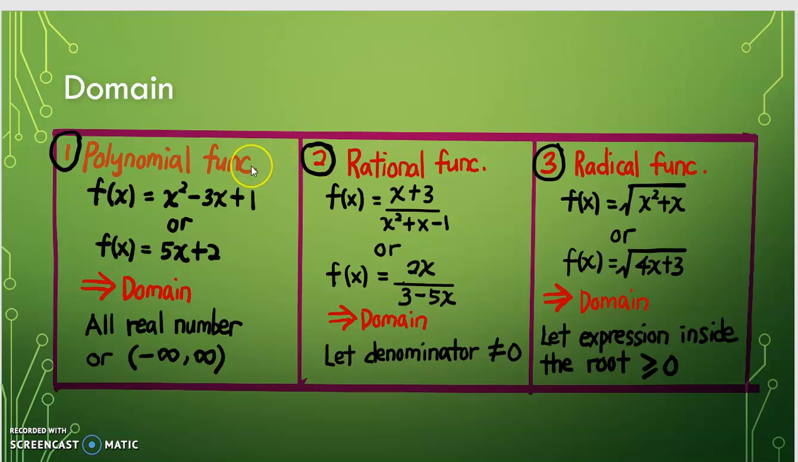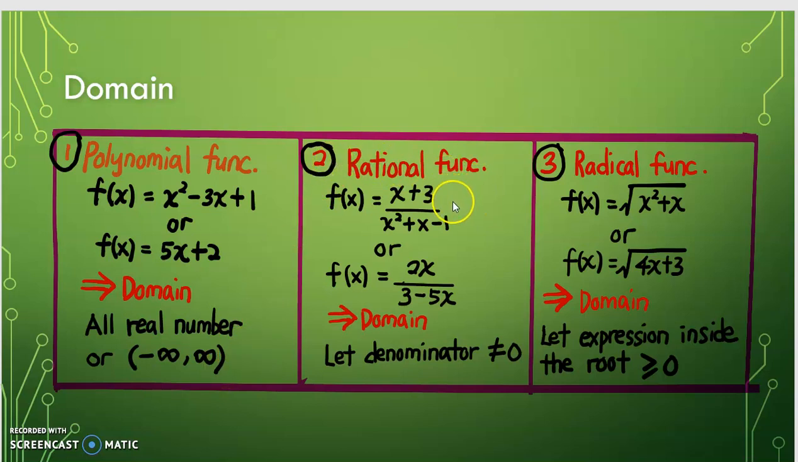So for polynomial function, let's say for the first example, f(x) is equal to x squared minus 3x plus 1, or a linear function, f(x) is equal to 5x plus 2. So the domain for polynomial function will be all real numbers, or we can write it in the form of negative infinity to positive infinity. So next time, if you try to find the domain of a polynomial function, the domain will be from negative infinity to positive infinity. Next, we move on to rational function.